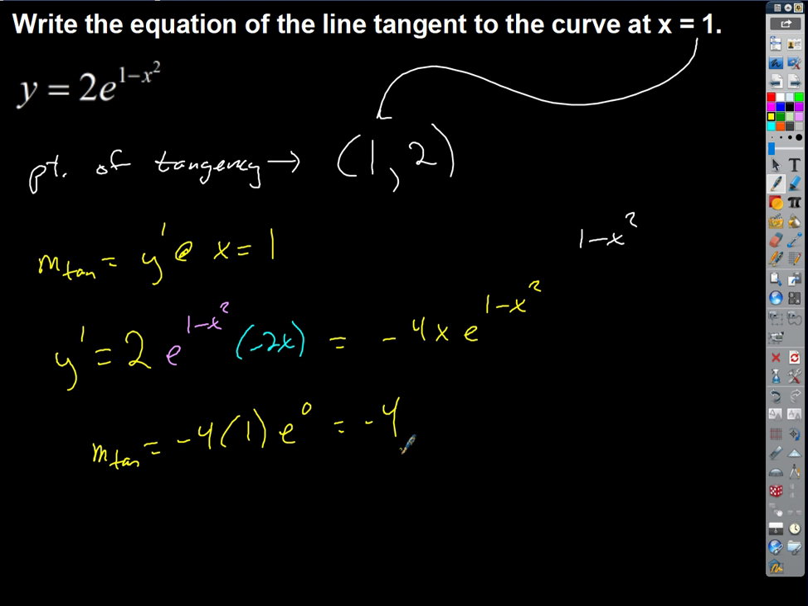Okay? Right? So all we have to do is y minus 2 equals m times x minus 1. And that's the answer. We could simplify it if we wanted, but that's the equation of the line.